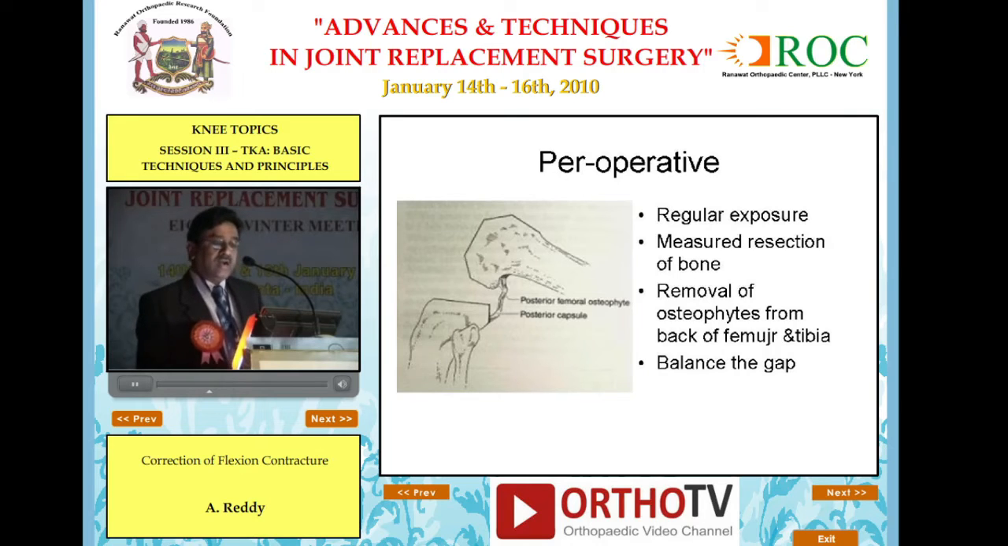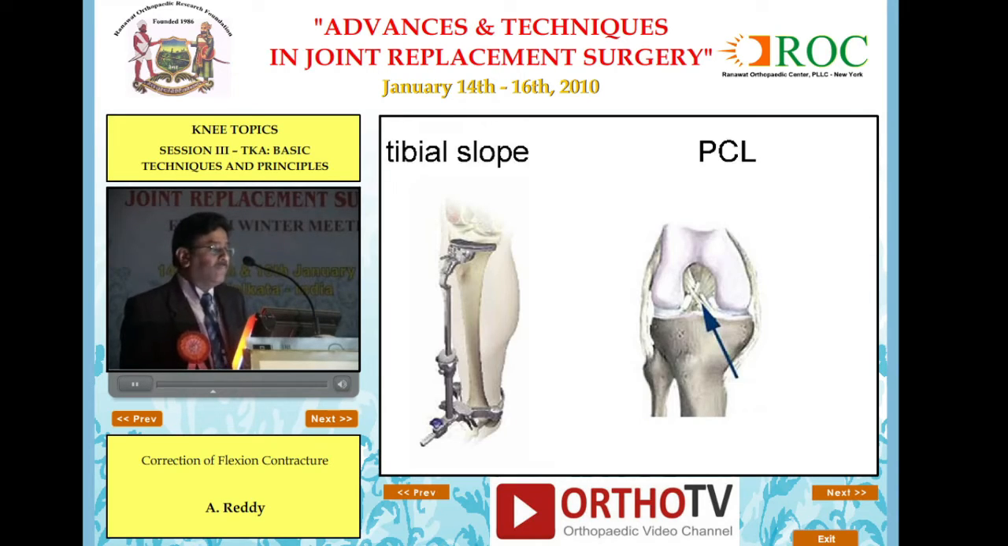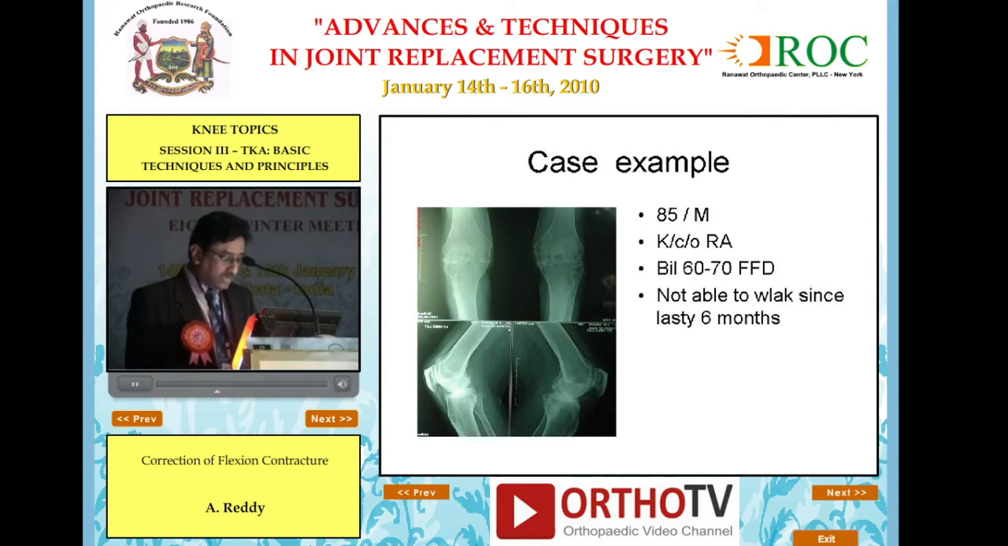Peroperatively, use the regular exposure and measured resection of the bone. Removal of osteophytes from the back of the femur and tibia is a very, very important point, and balance the gap. And tibial slope is very important. You've got to have at least a minimum of 5 degrees of slope, and PCL sacrificing is more important. Seldom can you correct them with the cruciate retaining, but occasionally you can keep the cruciate retaining as well.